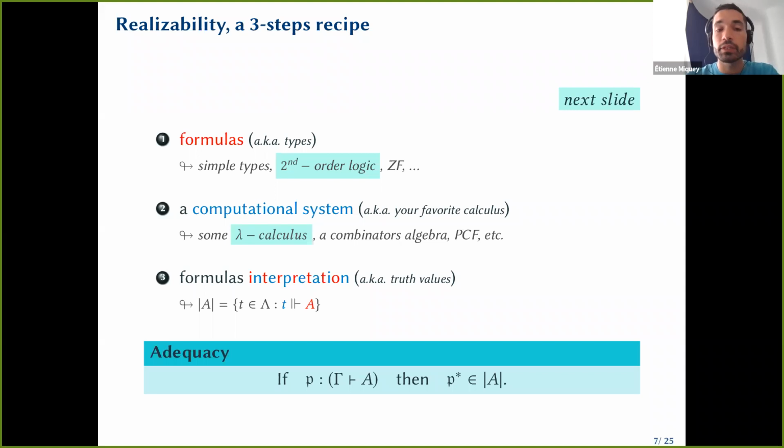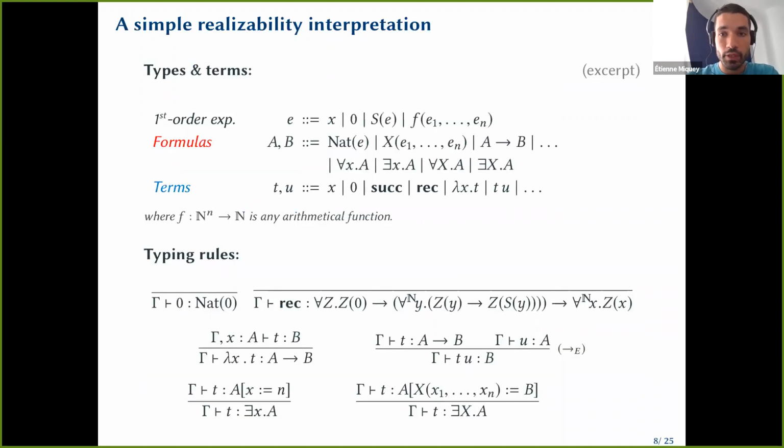And in the next slide, I will give you a very simple and usual interpretation starting from the lambda calculus and second order logic. So just to get an idea of how to define a realizability interpretation, assume you have as a type system something for second order arithmetic. So you have first order expressions with arithmetical functions. Then you have connectives to get propositional logic, for instance implication, conjunction, disjunction, whatever you want. Then first order and second order quantifications.